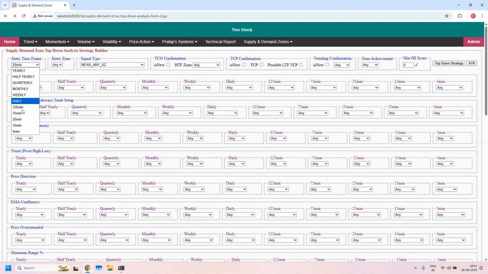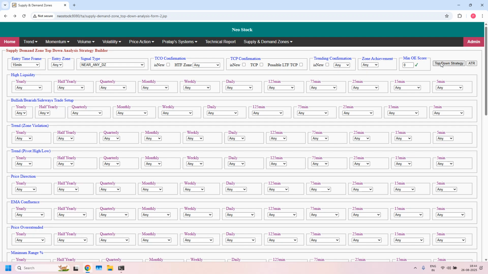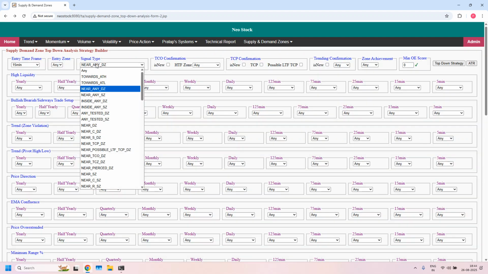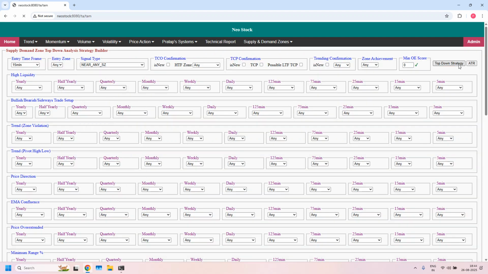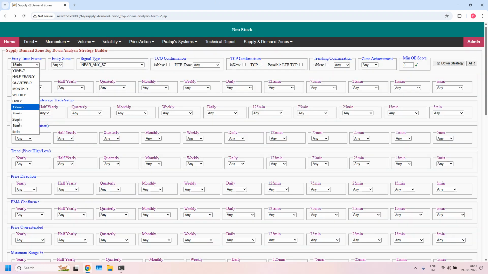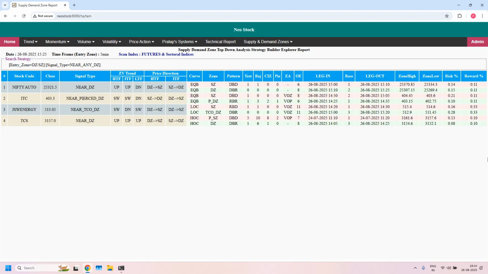Next time frame is 15 minutes. Stocks near to the 15 minutes demand zone. We got 5 stocks. Next, stocks near to the 15 minute supply zone. We got 2 stocks. Next time frame is 5 minutes. So stocks near to the 5 minutes demand zone. We got 4 stocks.